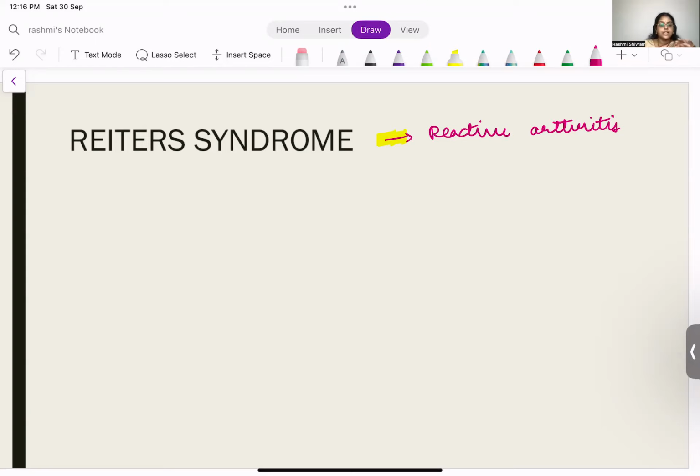This has a characteristic triad. What is that triad that we need to know? These patients will have arthritis, urethritis, and conjunctivitis.